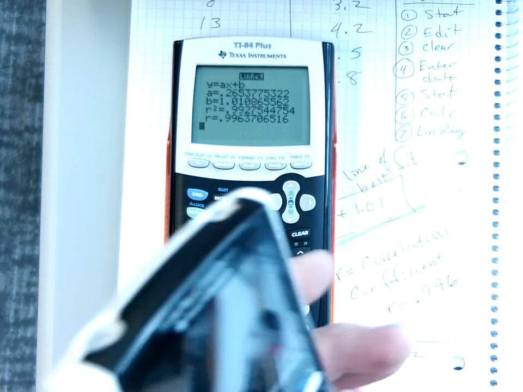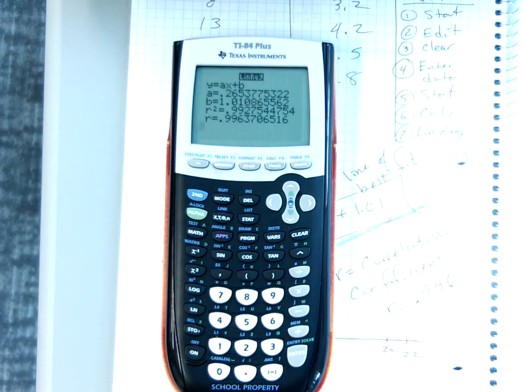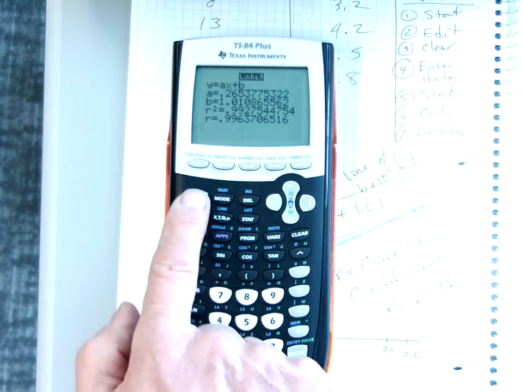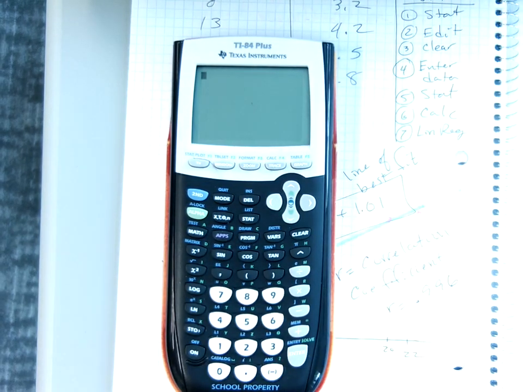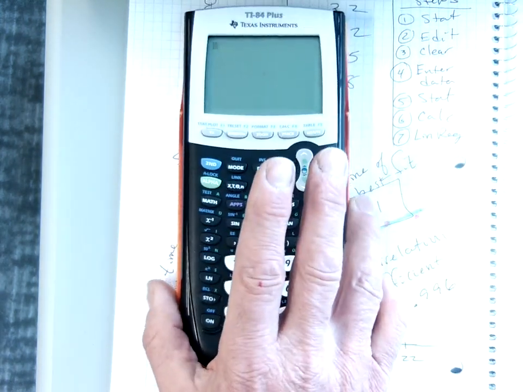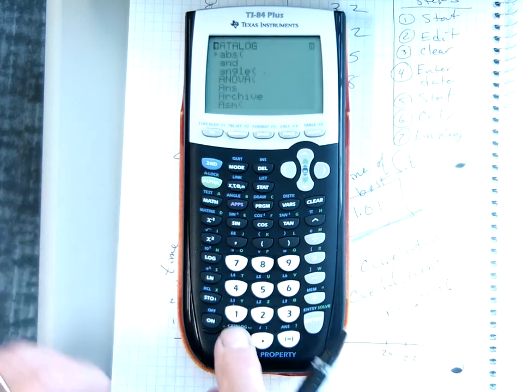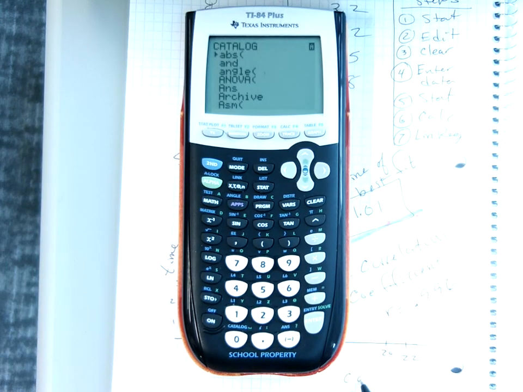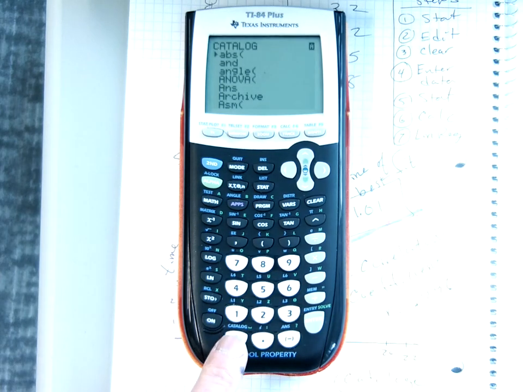Now if you do not have an R on the calculator, I'm going to show you how to get it. So to get the R, I'm going to push quit, or clear. Clear. Get out of there. If you didn't get the R, please listen. You're going to go to catalog. It's in blue, right there.